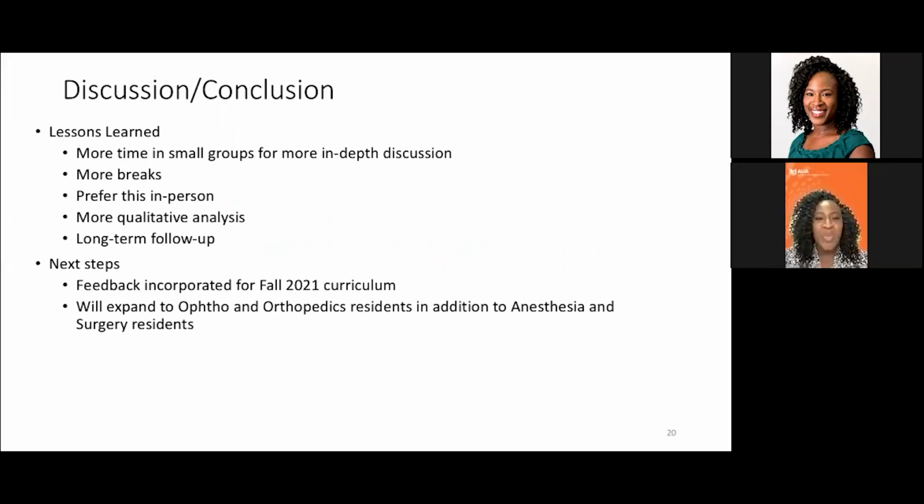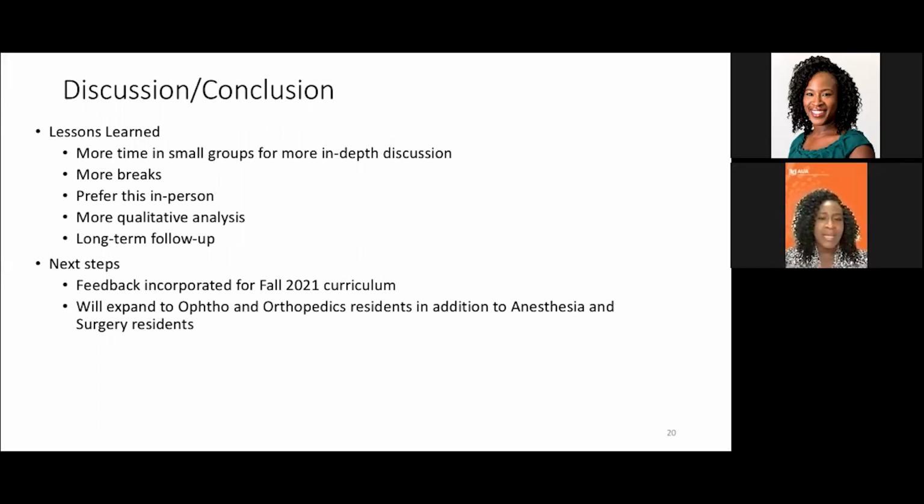So lessons learned from the implementation of this pilot curriculum is that the feedback included that the residents would want more time in the small groups. While in the beginning, there's probably hesitancy in warming up and really braving leaving your comfort zone, as more individuals spoke and more individuals were vulnerable, I think it encouraged others to do so as well. So we found that we were running out of time in our small groups. They wanted more time to get into in-depth discussions, and they wanted more time towards the end, actually.